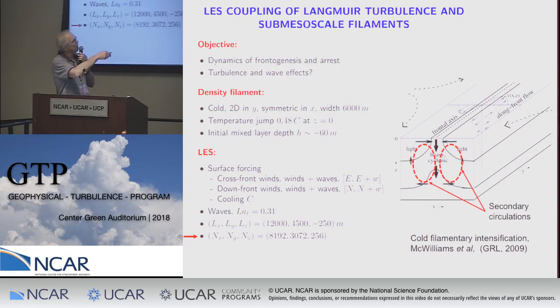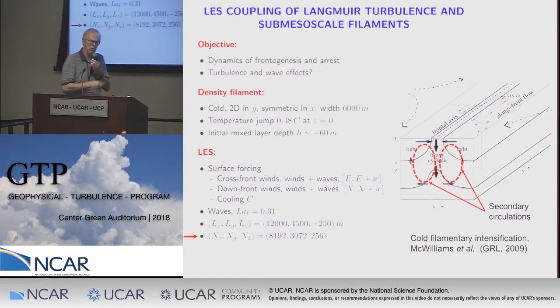So, a key part here is these secondary circulations, and they're generated by boundary layer mechanics. That's a little bit different than the classic view of this problem. So we're going to do LES of this configuration. This way I'm going to call across the front. This will be down the front or north. This will be across or east.